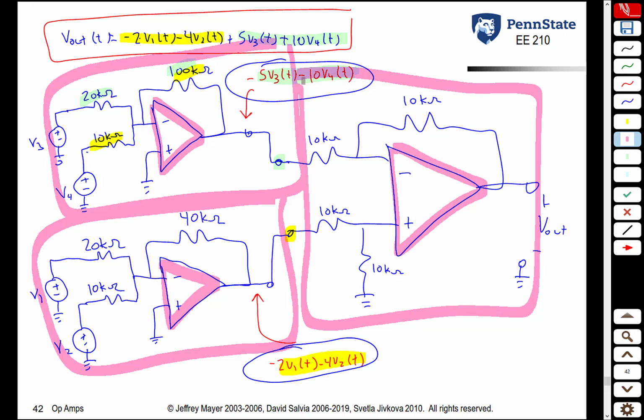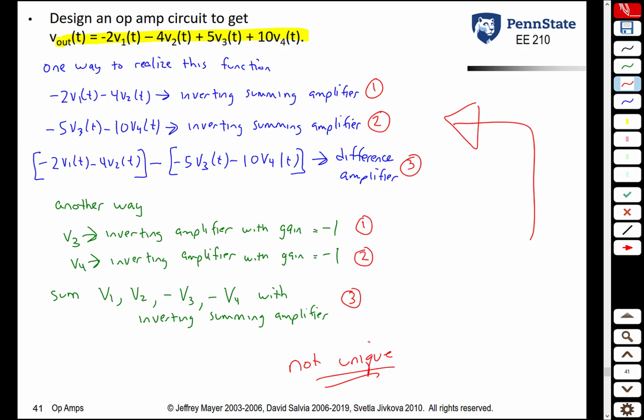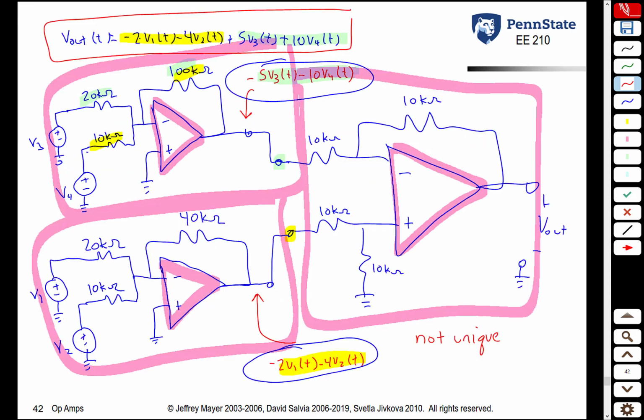Once again, this is absolutely not unique. As I mentioned on the previous page, we could have just inverted V3 by itself and V4 by itself, and then used a single inverting summing amplifier with 4 inputs to sum up V1, V2, -V3, and -V4, each with the gain that they wanted: -2, -4, -5, and -10. And there are other ways to do it as well. But here, once again, this is just one of the ways we could do this.